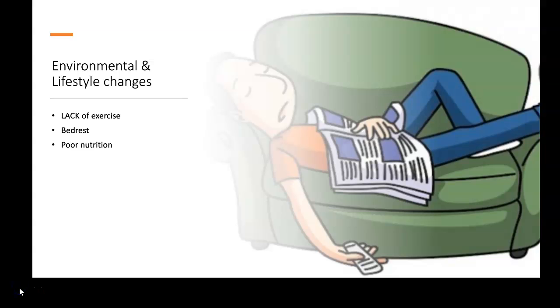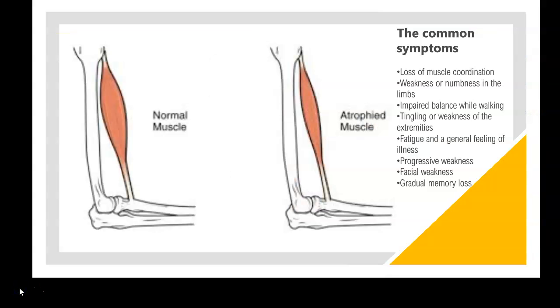And lifestyle changes could also affect our muscle wasting: lack of exercise, bed rest, and like stated before, our protein nutrition, as protein is needed. We could see the difference between a normal muscle and an atrophied muscle. An atrophied muscle, as you could see, is smaller. It's like it has shrunken.